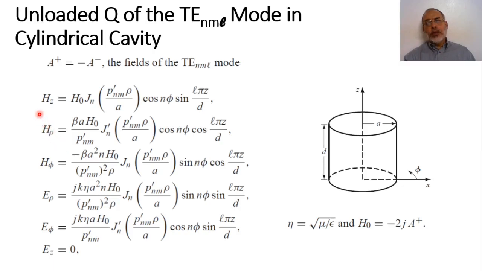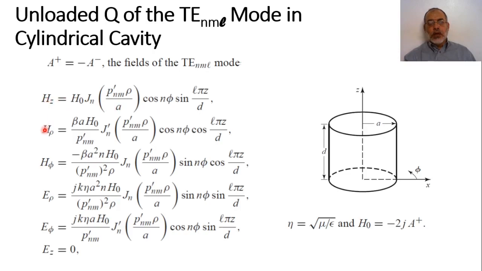So, the field components of a TE NML mode in cylindrical cavity are given by these equations for Hz, H rho, H phi, E rho, and E phi. And because it is transverse electric, Ez equals 0. It should be noted here that everything is made in terms of the magnitude of Hz, which is going to be H naught. So Hz has a magnitude H naught multiplied by Bessel function of first kind J_n of argument p dash nm multiplied by rho over a. This is the rho dependence of Hz, multiplied by cosine n phi. This is the phi dependence, multiplied by sine l pi z over d.